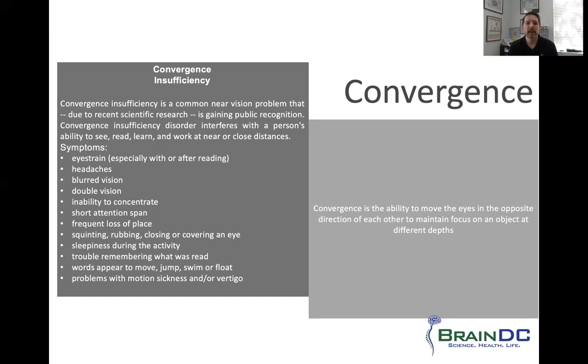And so you'll see a lot of these things, like words appear to move, jump, swim, or float. This is the kid that gets vertigo or motion sick when driving in the car too. They really struggle with seeing things and the coordination of the eyes. And again, there's some literature out there that says dyslexia is getting confused with this inability to converge on a target.